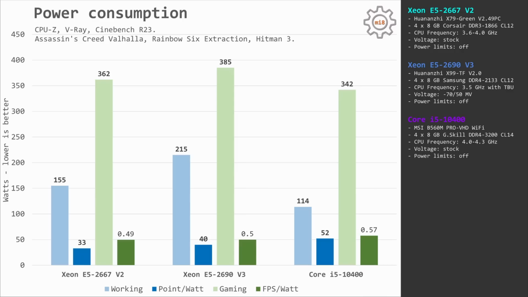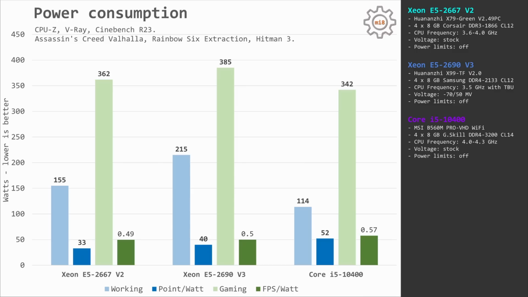And the system with Core i5-10400 consumes only 114 watts. If I calculate how many points I'm getting per watt, then I'm getting the following. With i5-2667 V2, we are getting only 33 points per consumed watt of electricity. With i5-2690 V3, the value is better, we're getting 40 points per watt, and with Core i5-10400, we're getting 52 points per watt. Thus, the power consumption efficiency of Core i5-10400 is almost twice as good as the Xeon E5-2667 V2.